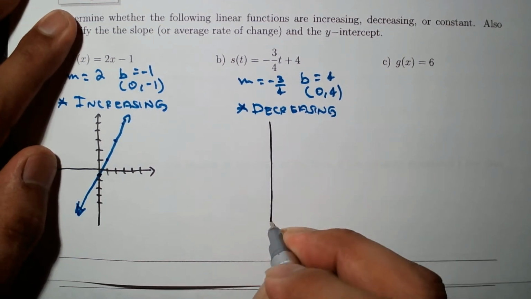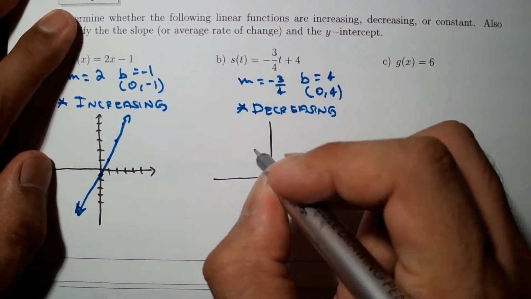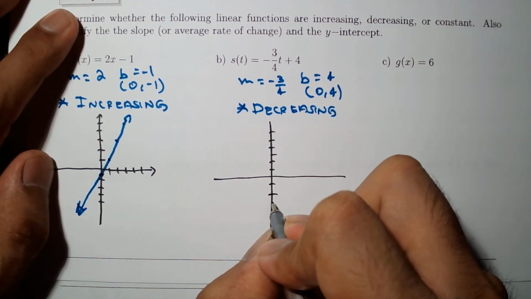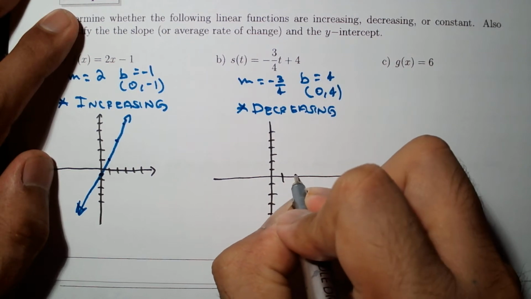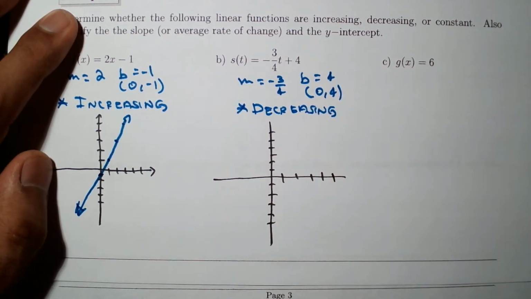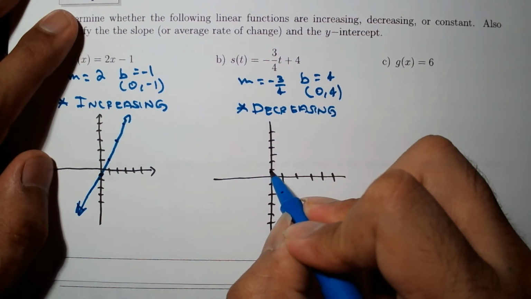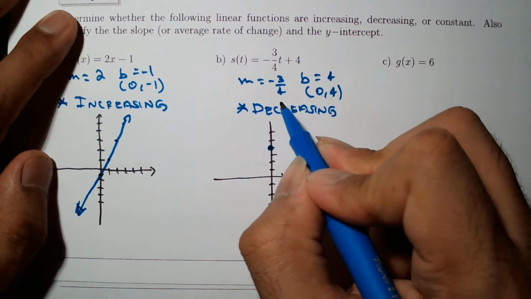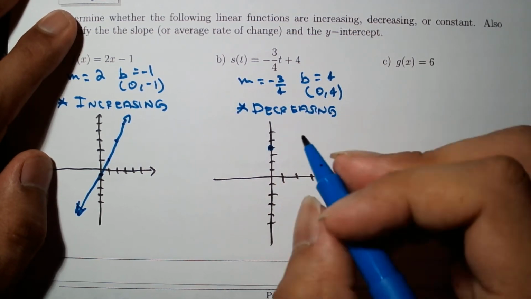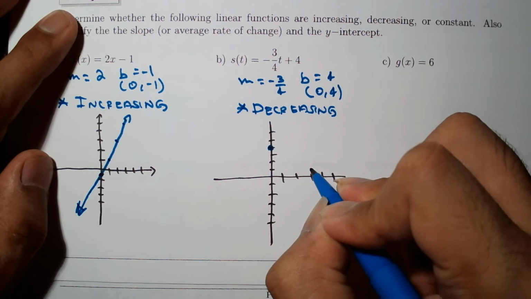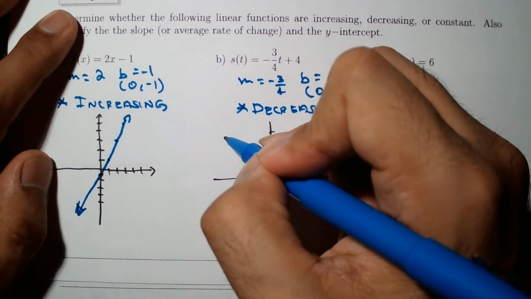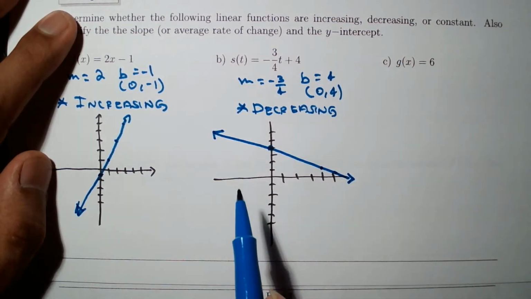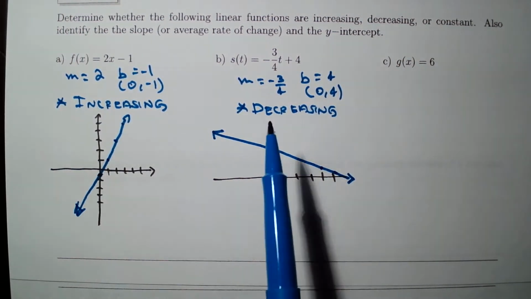Let's graph this using the slope and the y-intercept again. We're going to go to the y-intercept first, which in this case is 0, 1, 2, 3, 4. And then from there, we are going to go down 3 units and forward 4. So 1, 2, 3, and 1, 2, 3, 4. So we are going to have a line like this. And as you can see from the picture, the line is going down. That is, it's decreasing.